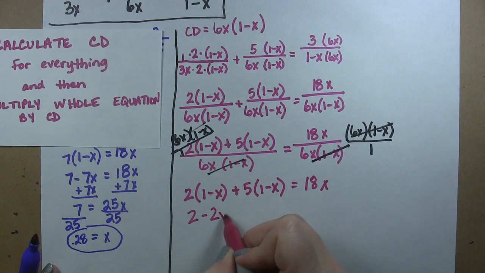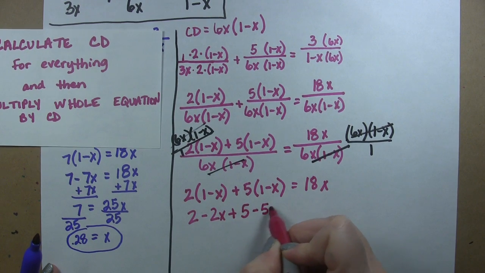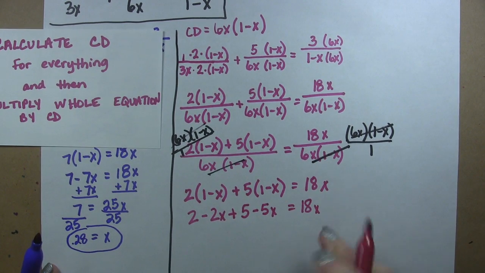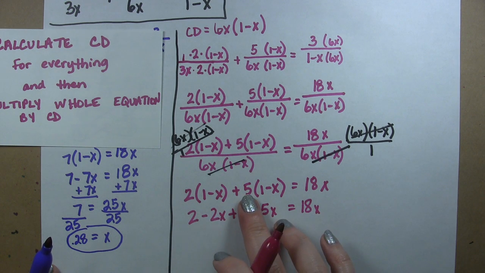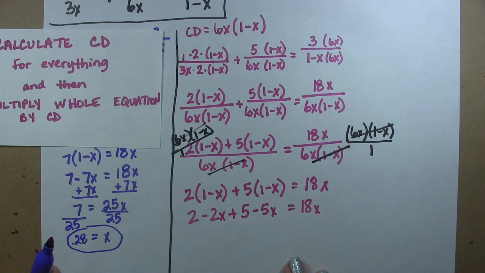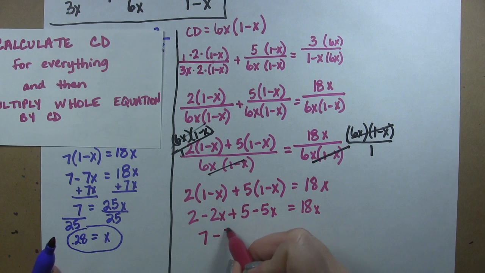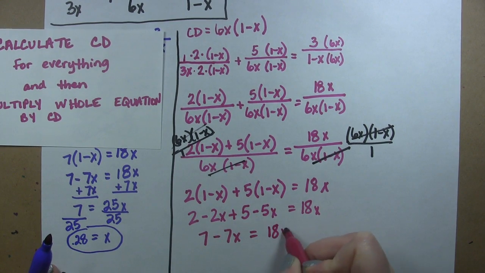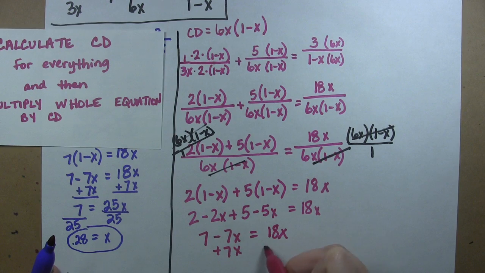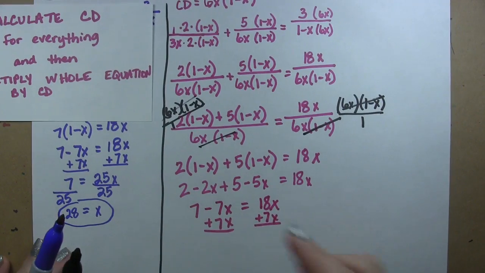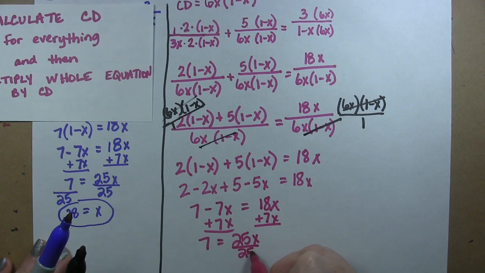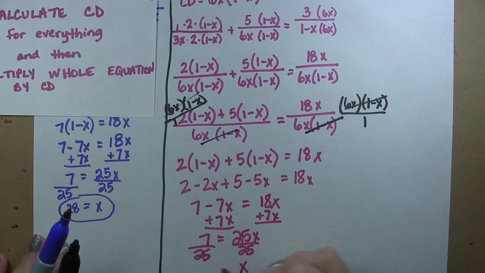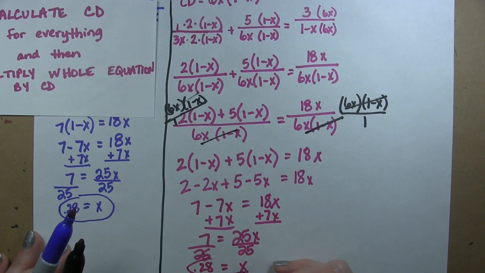That's 2 minus 2x plus 5 minus 5x equals 18x. All I'm doing is distributing that 2 over everything in parentheses and then distributing the 5 over everything in parentheses. Now I'm going to combine some like terms. I'll wind up with 7 minus 7x equals 18x. I'll add 7x to each side. 7 equals 25x. Divide both sides by 25. And you get x equals 0.28.